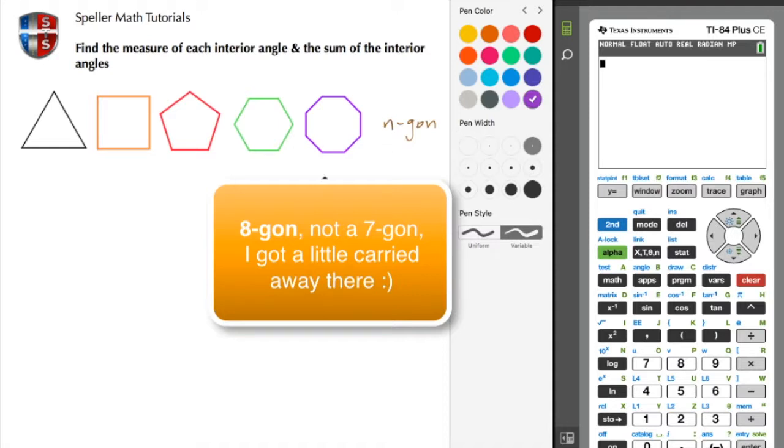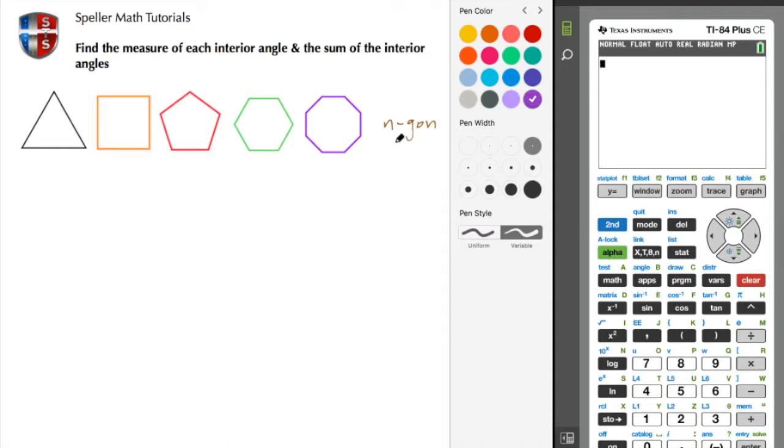But let's say we had something that was 23 sides. It would be called a 23-gon because n here represents the number of sides. So let's do a 23-gon where we need to find the measure of each angle and the sum of the interior angles. Well, there's an expression that we use, and that expression is n minus 2 times 180.